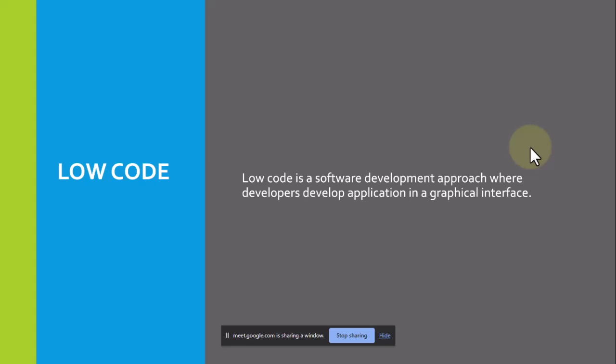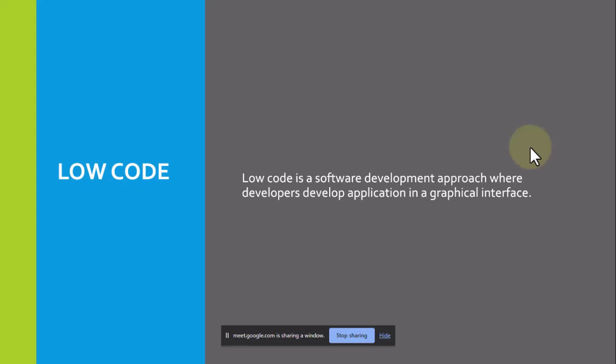Then a quick introduction is the low code. Low code is a software approach where developers build applications using a graphical interface. We know that the conventional method of developing applications or solutions is by writing a series of code in a specific language. But with low code, you don't actually have to write that code, but rather you use graphical interfaces to build your application, more or less like pre-built solutions where you just make them or customize them to your preferred solution.